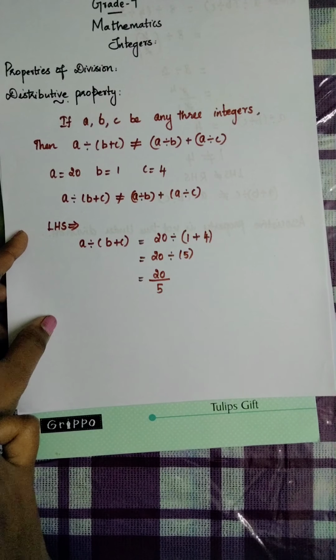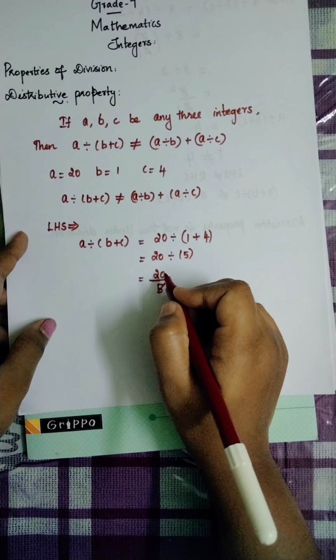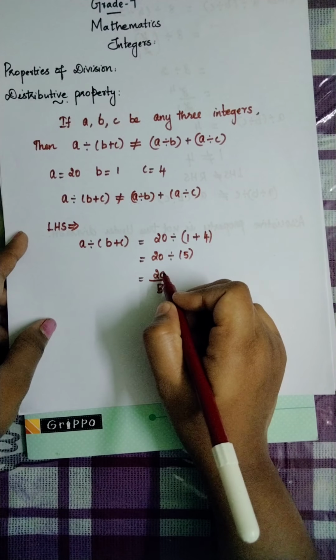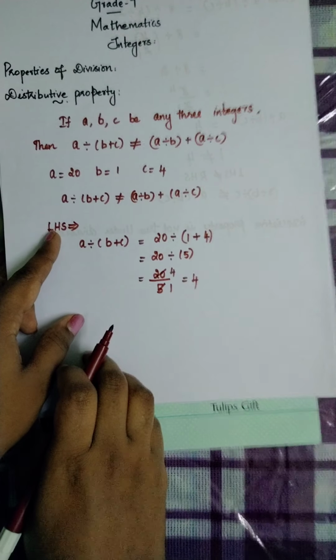Divide and say the answer. You all know the 5 table, right? 1 5 is 5, 2 5s are 10, 3 5s are 15 and 4 5s are 20. So our answer is 4. It is for the LHS side.